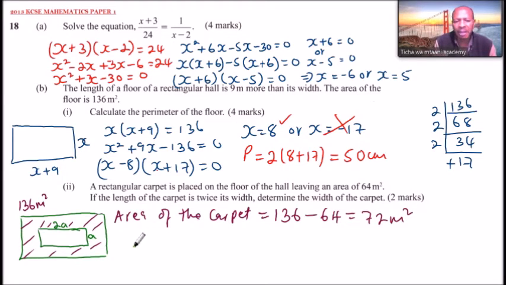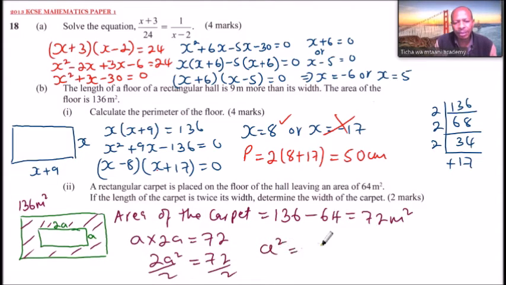If that is the area of the carpet, then we can say A multiplied by 2A, that is length times width of the carpet, is equal to 72. So we get 2A squared is equal to 72, divide both sides by 2, you get A squared is equal to 36. So get the square root for both sides, you get A is equal to 6 meters, which we had defined as the width of the carpet. So that's how you work out that question.